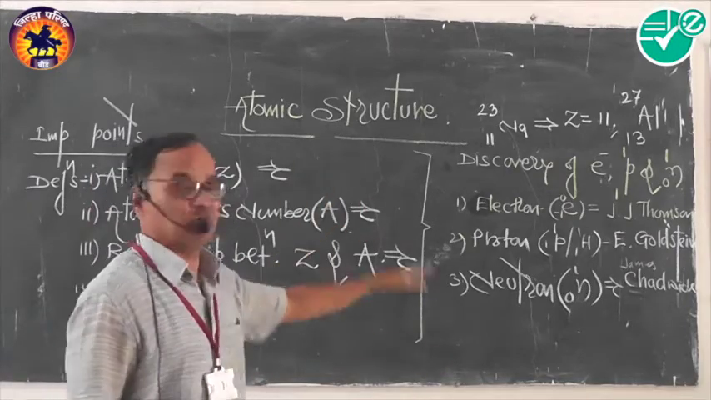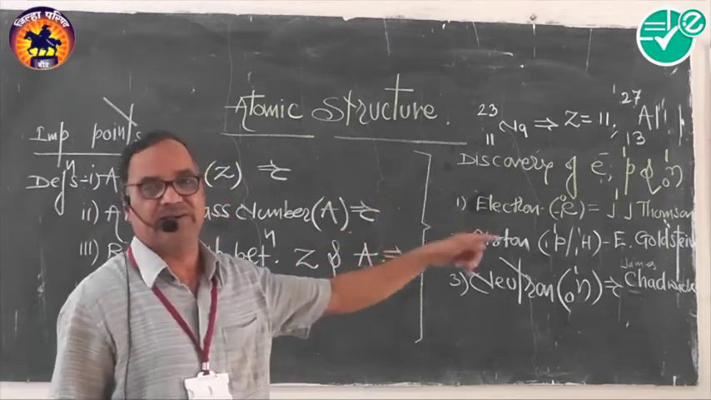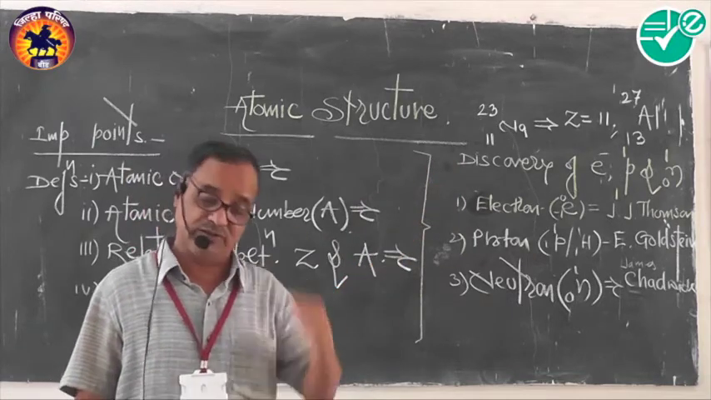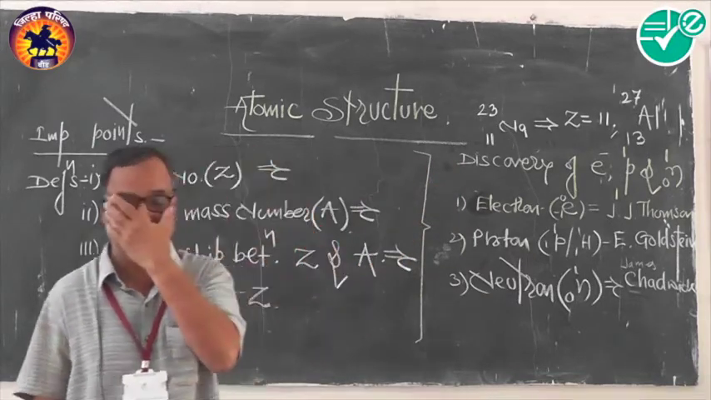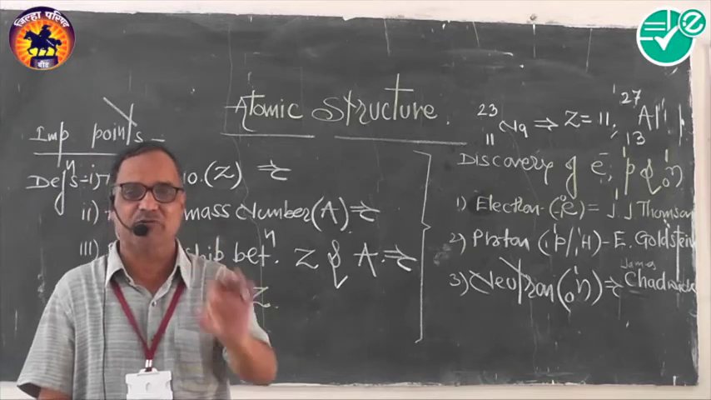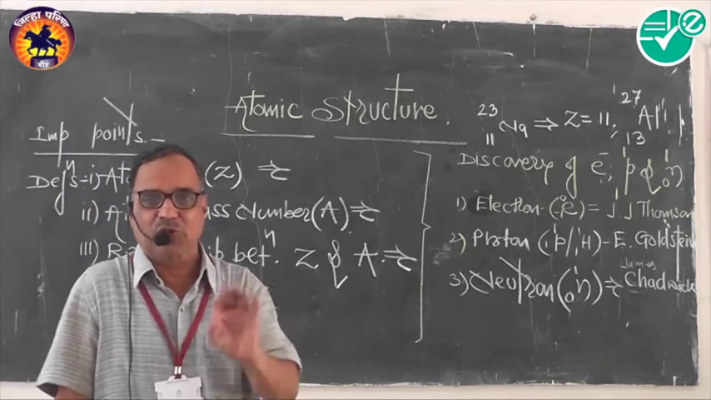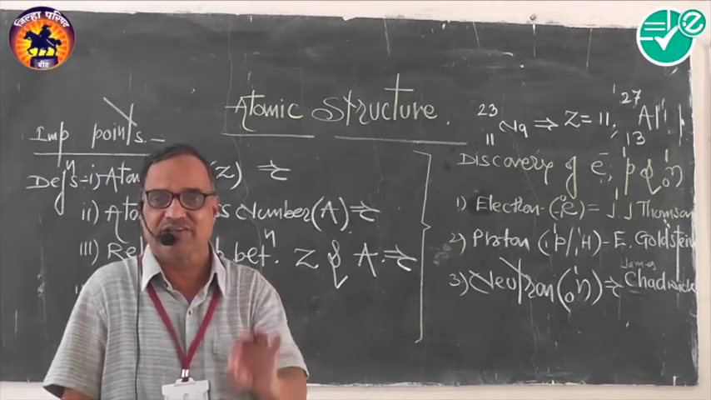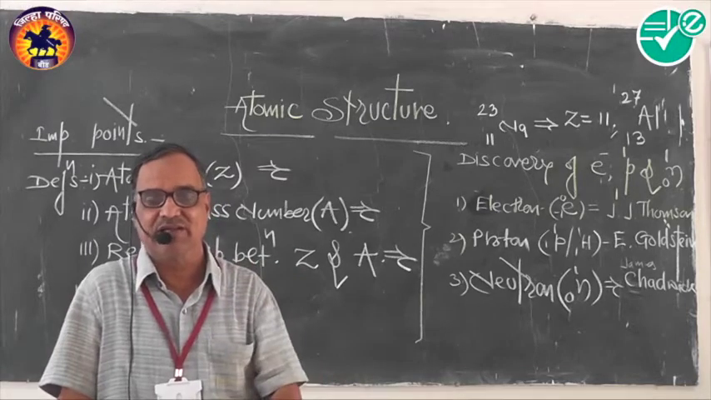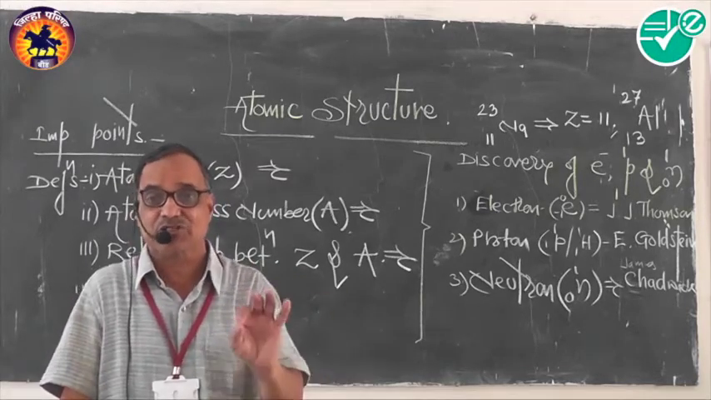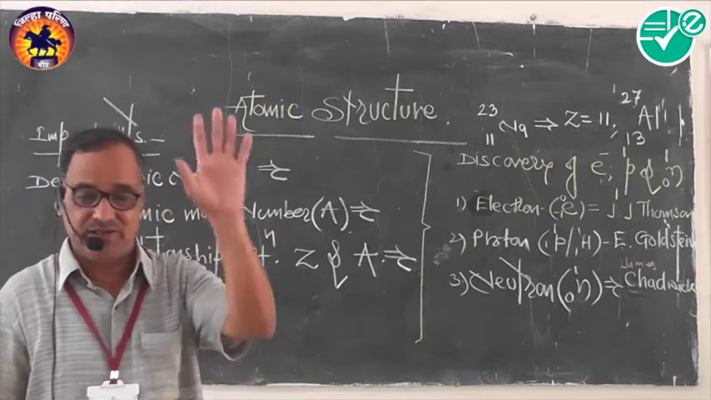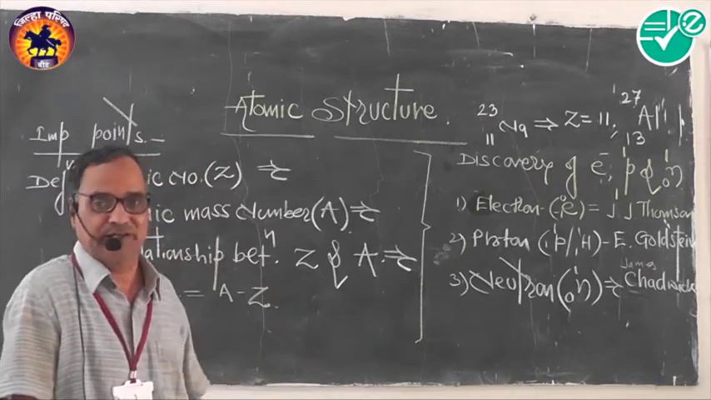So in simple words, 11 and 13 are the atomic numbers of sodium and aluminium respectively. In simple words, we can say the total number of protons present in the nucleus of an atom of an element is called the atomic number of an element. This is the first definition of atomic number.